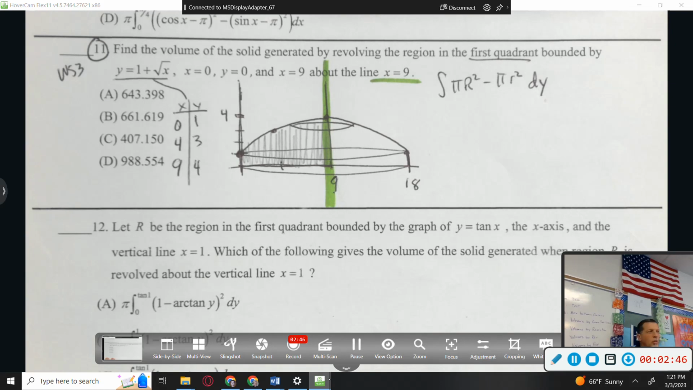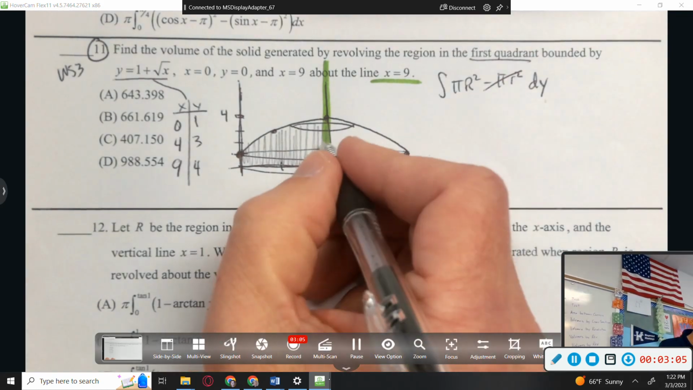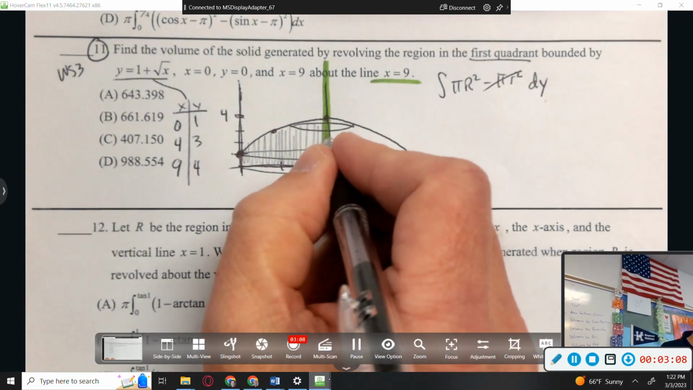Is this discs or washers? Is there a hole in the middle? It's a disc. There's not a hole in the middle. It's solid all the way through. So that's a disc. So I don't have a little r. There's only a big R from the axis to the outer edge.